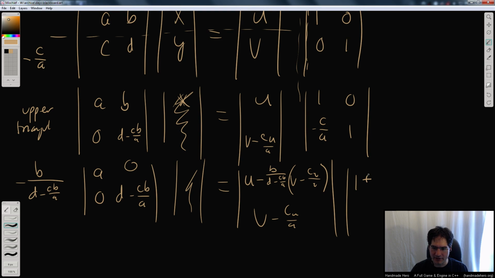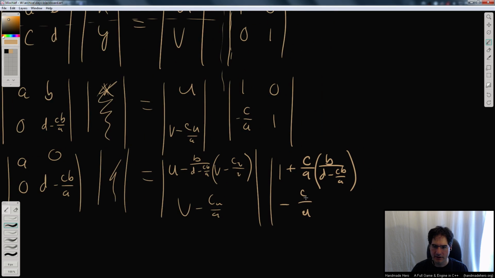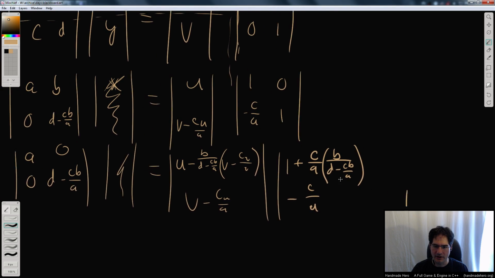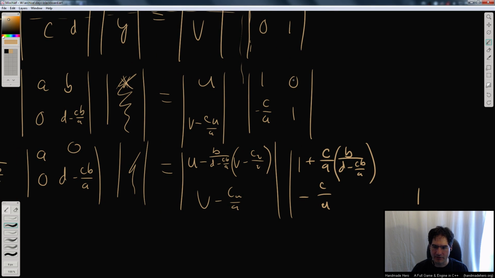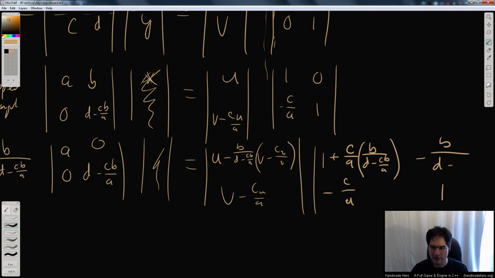I would have a plus, because this is 2 negatives, so these are actually going to cancel out there. I would have c over a times b over d minus cb over a, right? I would have negative ca still in the bottom, right? I would have still my 1 down there. And then up in the top here, I would have just this term times the 1 that I'd be subtracting up. So I'd end up with my negative b d minus cb over a, right?